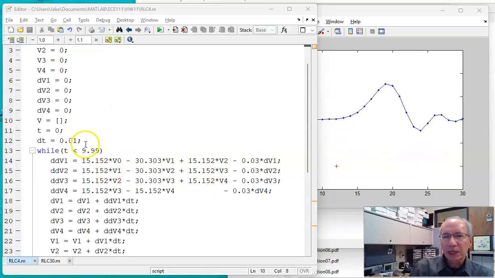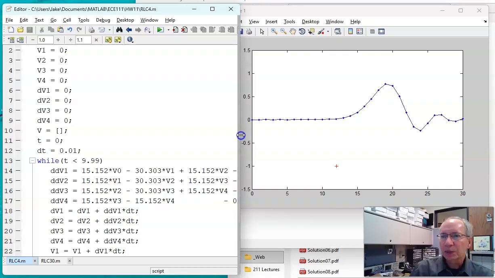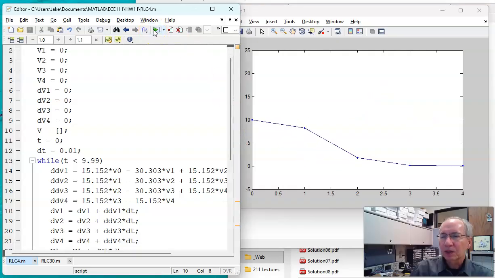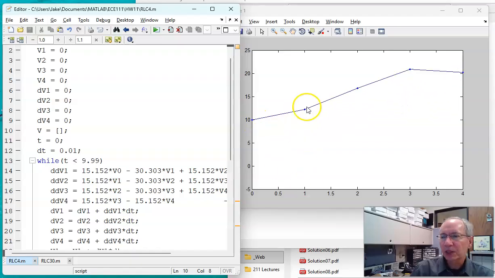So here's the script. I'm going to run for 9.99 seconds. Here's my integration step size, 0.01. I'm going to let this puppy run. My V0 is 10 volts. I'm going to start at 0. Here's what happens to the voltage.